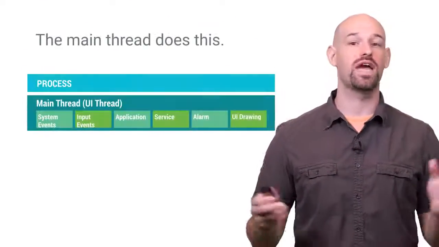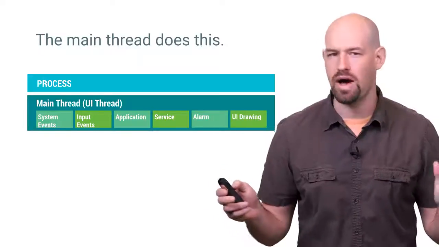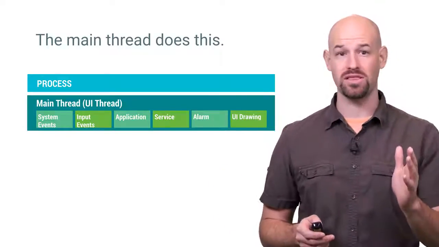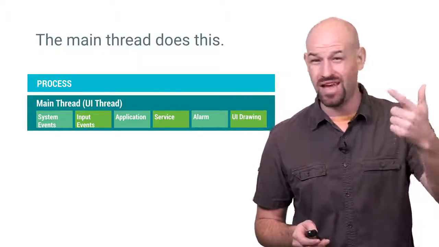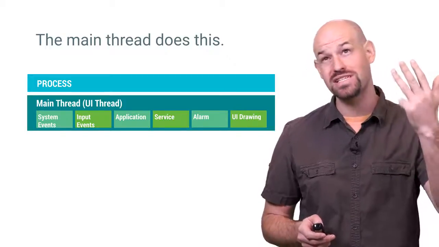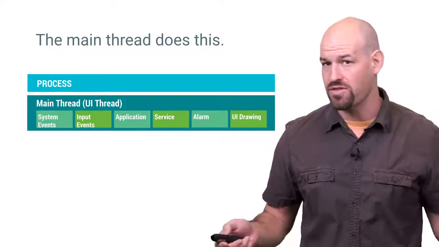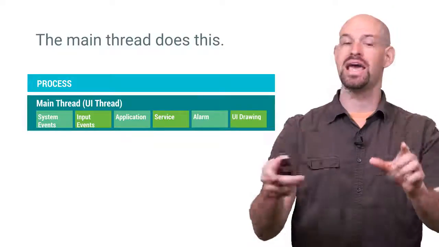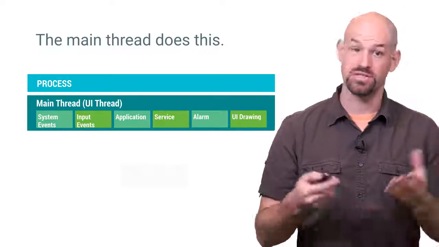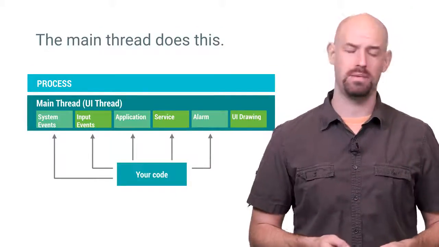Remember that in the vast world of Android functions, there's a whole boatload of operations that only execute on the main thread. System events, input events, application callbacks, services, and even alarms. And for the most part, any code that you write executes inside one of these operations, which means it also runs on the main thread.